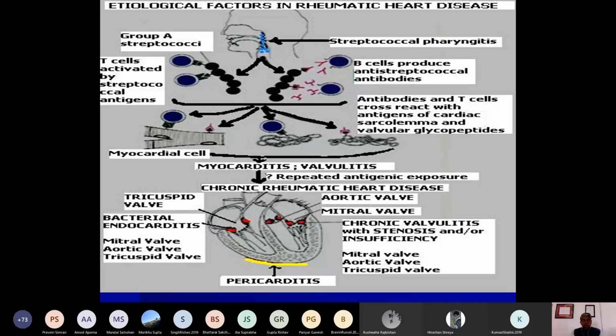But because of the damage to the valves, they can also become the places where the bacteria can go and get lodged and can lead to bacterial endocarditis. We'll talk about bacterial endocarditis in the subsequent classes, but remember that rheumatic heart disease leading to damage of the valves, leading to structural damage of the wall, is the most important predisposing factor for bacterial endocarditis. So rheumatic disease can cause pericarditis, endocarditis, myocarditis as well.